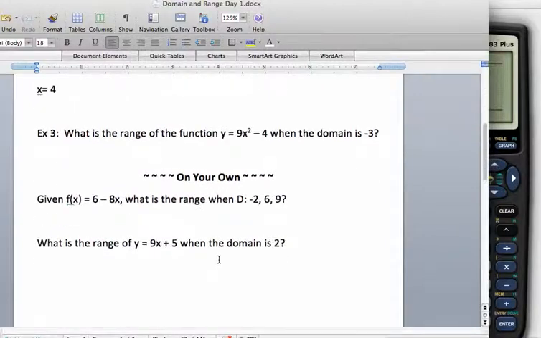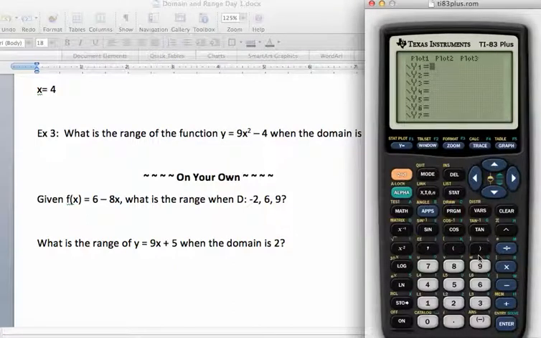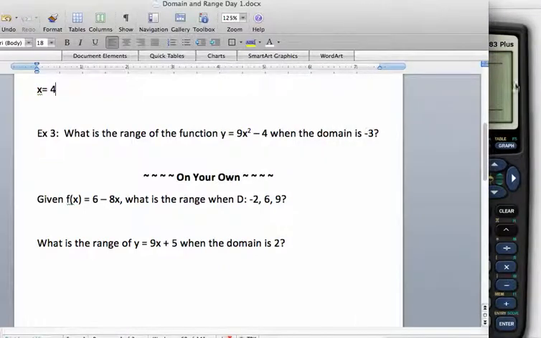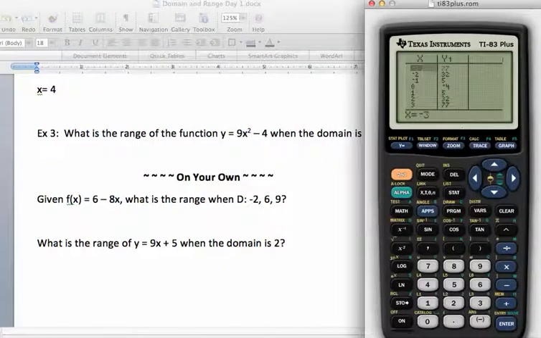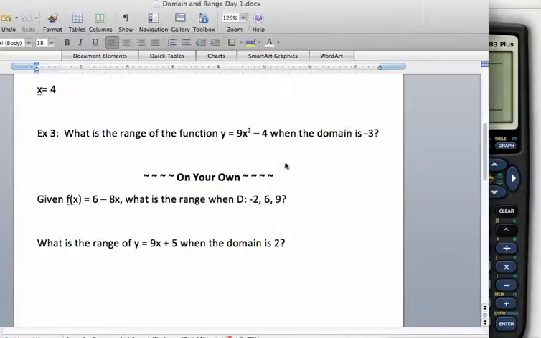Alright, last one. What is the range of the function y equals 9x squared minus 4 when the domain is negative 3? So same thing, we're going to go to y equals and type it in. 9x, and the squared, guys, is right here. So squared. And then minus 4. And I'm going to go to the table. And it says, so what's the y value when the domain is negative 3? So when x is negative 3. So I go up to negative 3, and my y value is 77. So I'm just going to put range is 77. And that's it.